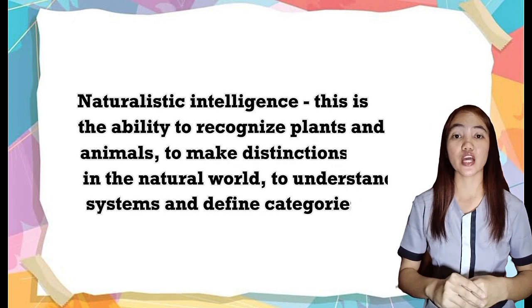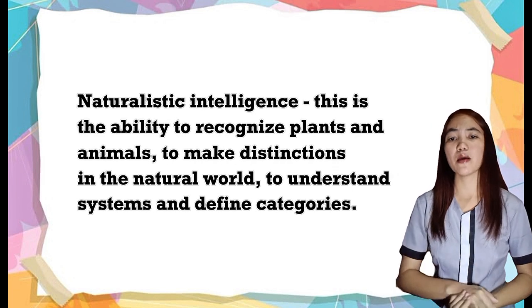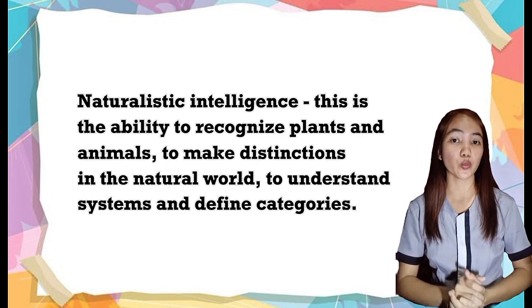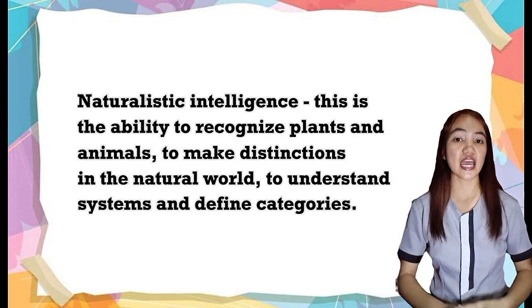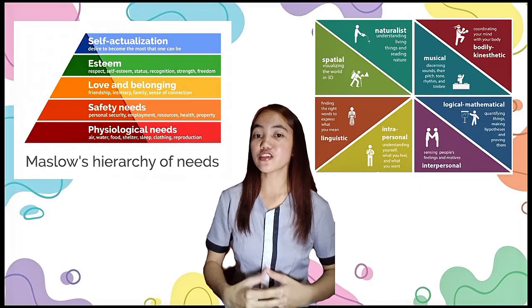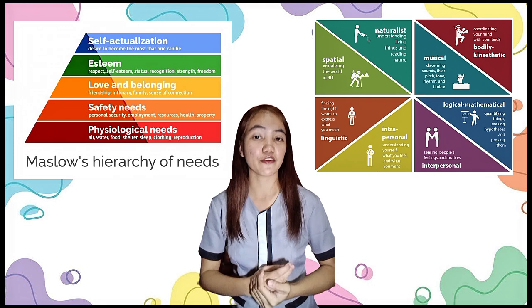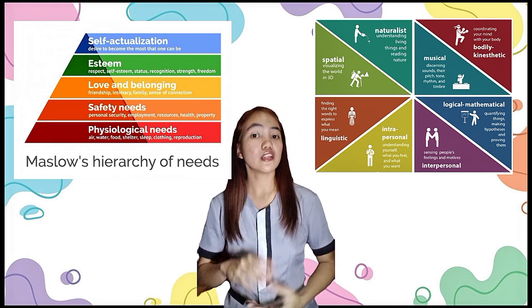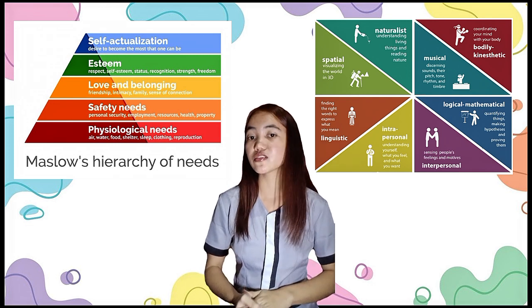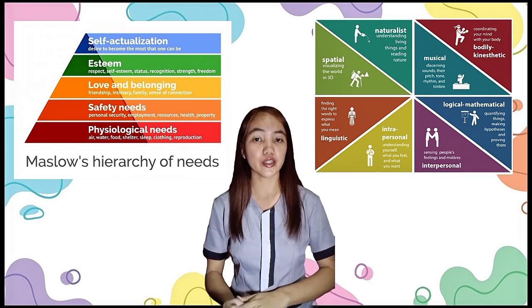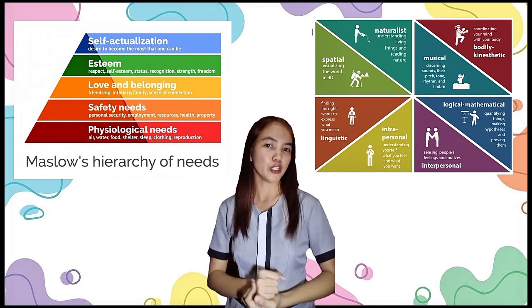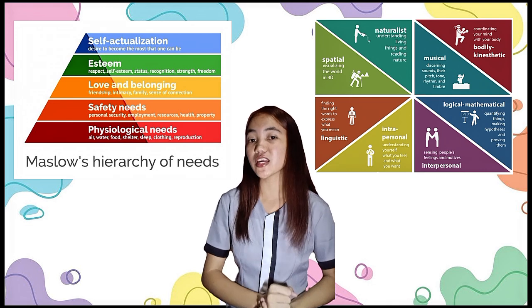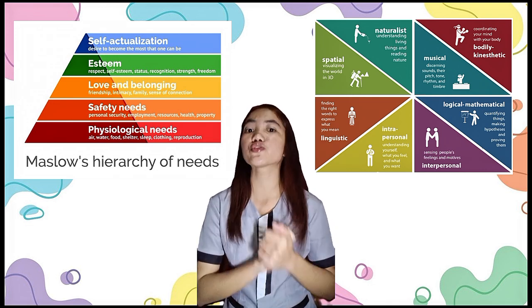The last one is the naturalistic intelligence. This is the ability to recognize plants and animals, to make distinctions in the natural world, and to understand the systems and define categories. As teachers, our role is not just to deliver lessons, but to recognize these diverse needs and strengths, to design learning experiences where every student feels supported, valued, and capable of success. Because when learners' needs are understood and their intelligences are nurtured, education becomes not just effective but truly meaningful.